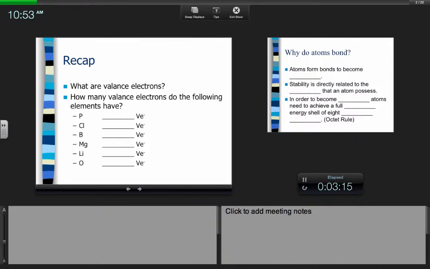Okay. So, if I find phosphorus, P, and I go up, it's column 15. So how many valence electrons does that indicate? 5. Yep. And if I find chlorine in the halogens, I go up, it's 7. If I find boron, it's in column 13, and so it has 3. Magnesium is in column 2, so it has 2. Lithium is in column 1, it has 1. And oxygen is in column 16, it has 6. So you don't need that sheet I gave you because it's right there on the periodic table.